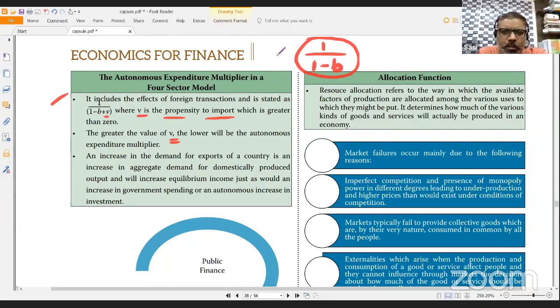If this is the one, and we want a multiplier, let us say K, and any country wants the multiplier to be higher. Naturally, a higher multiplier is a good thing. But how can that be higher? When the denominator is lower, only then it can be higher. And when the numerator is 1 anyway, that is not going to change. Only the denominator is the impacting factor. When the denominator is lower, then only the multiplier will be higher. And when will the denominator be lower? If 1 minus B is the denominator, when B is higher.